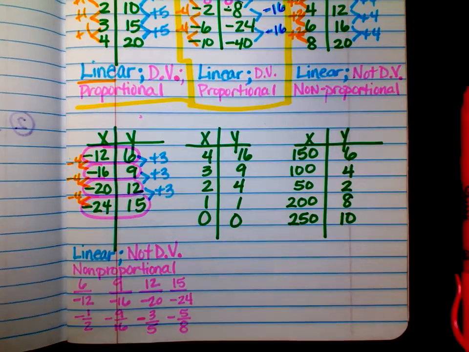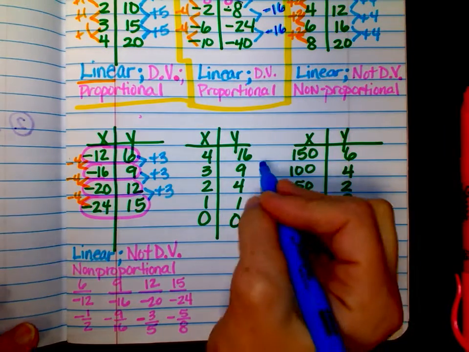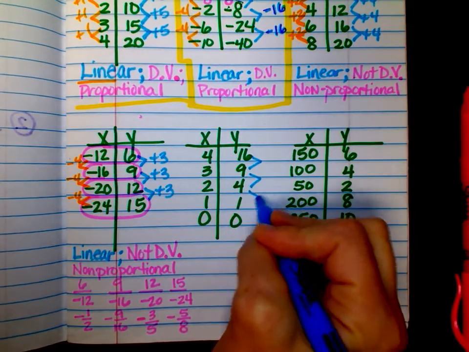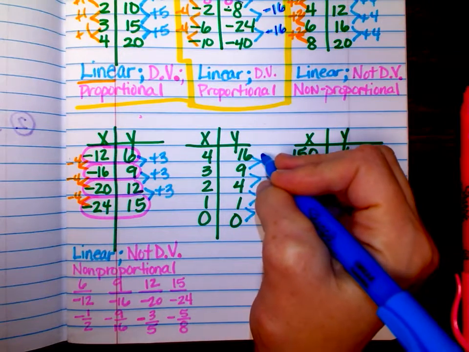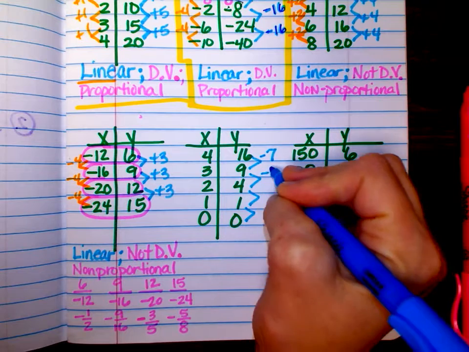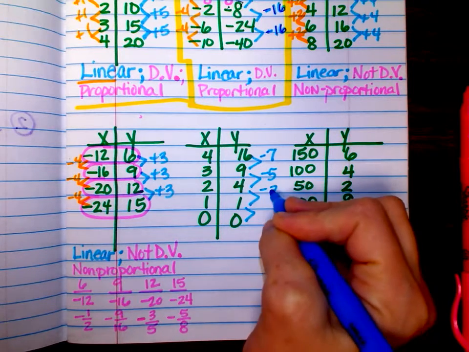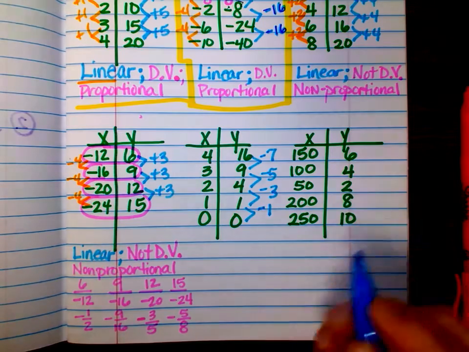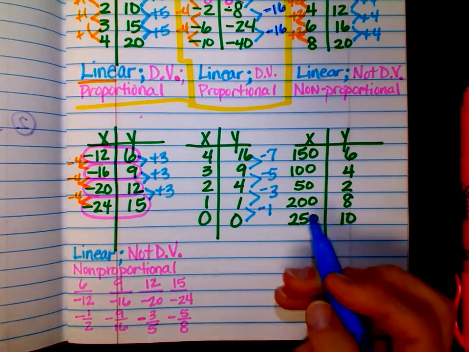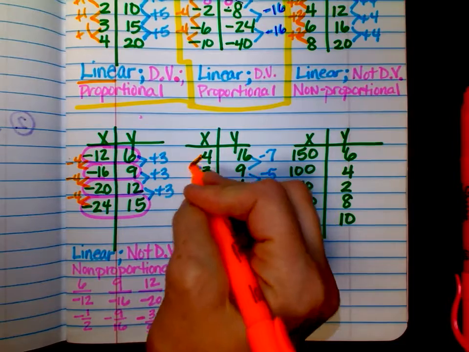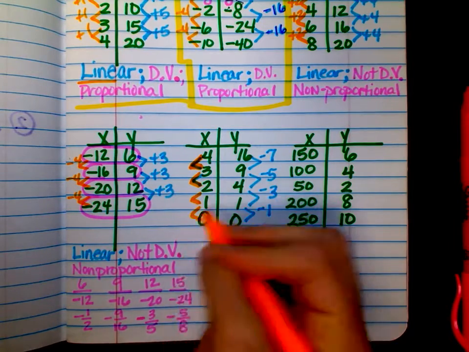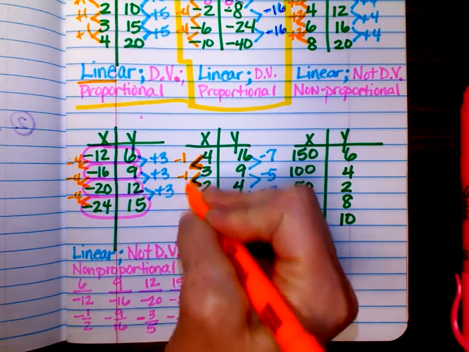Alright, and so we're going to look right here, and the first thing we're going to do is find our change in y over our change in x to see if it's linear. And we notice here that it is decreasing by 7, and then decreasing by 5, and then by 3, and then by 1, which is a little bit different than what we've seen before. And then we notice over here, let me switch colors here, that the change in x is going down by 1.